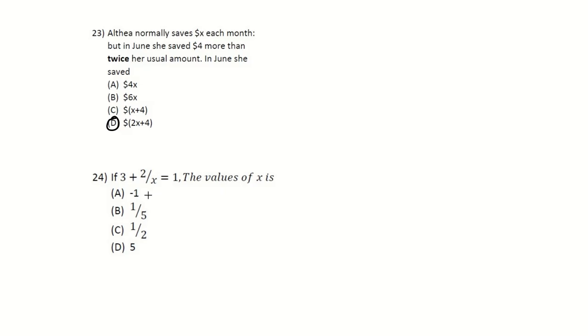This is a repeated question. I think negative 1, but you can do it if you want. 3 plus 2 over negative 1. 2 divided by negative 1 is negative 2. So 3 minus 2 is 1. So you could have done it like that.